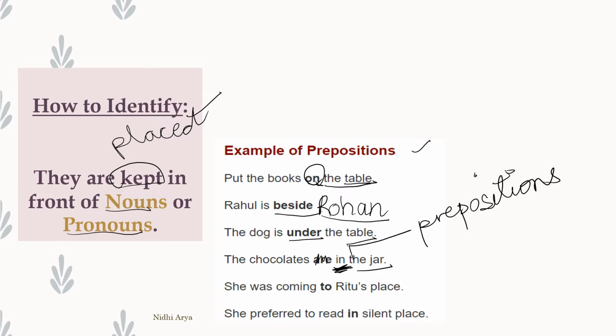She was coming to Ritu's place. Ritu is a noun, the name of a person, and before it is to. She preferred to read in a silent place. Again, place is a noun and in is the preposition.